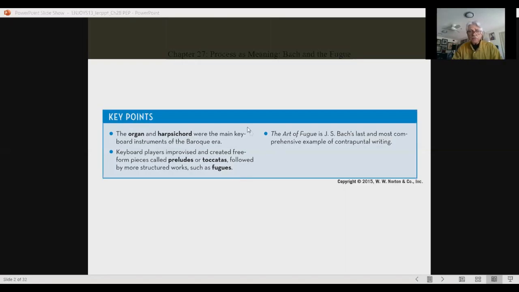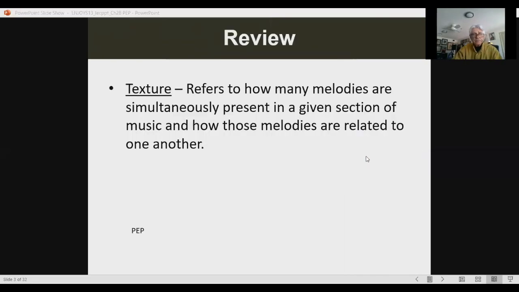And we're going to sample music from one of his last works called The Art of the Fugue, last and most comprehensive example of contrapuntal writing. When we say contrapuntal, meaning it's counterpoint, meaning you write a few notes, and then as a composer, before going on, you say, oh, I'm going to write another line that coordinates with that and complements it. And so you write point and then counterpoint. That's exactly what that means.